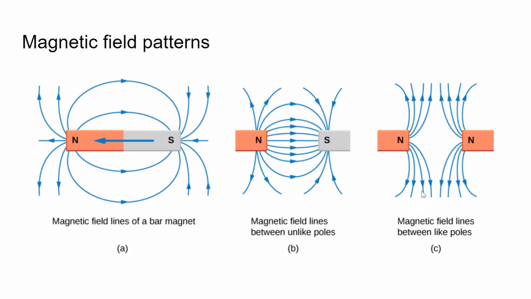These are two like poles, and they are repelling each other. They're not intersecting each other at all, and the point in the middle is usually known as the neutral point. The same can be said if the two poles were south.